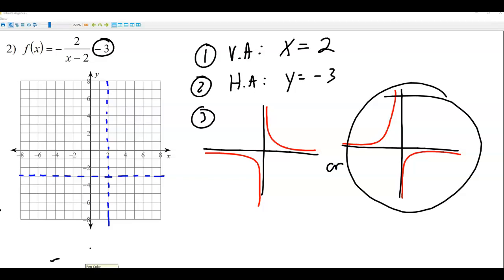So it's going to be the one on the right, and the reason for that is because we have a negative in the front there. Okay, so your first curve is going to be in the top left. Your other curve will be in the bottom right.